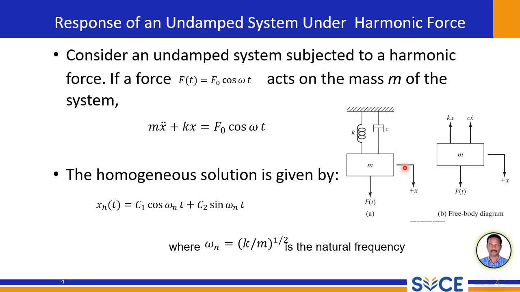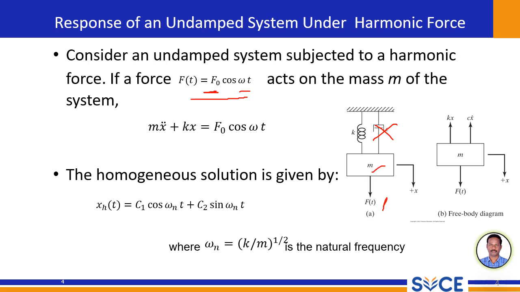Imagine we have a system without damping, no friction or resistance to slow it down. And we are applying a harmonic force, which we can represent as f of t equal to F0 cos omega t, where F0 is the amplitude and omega is the frequency. This force acts on the mass m of the system.